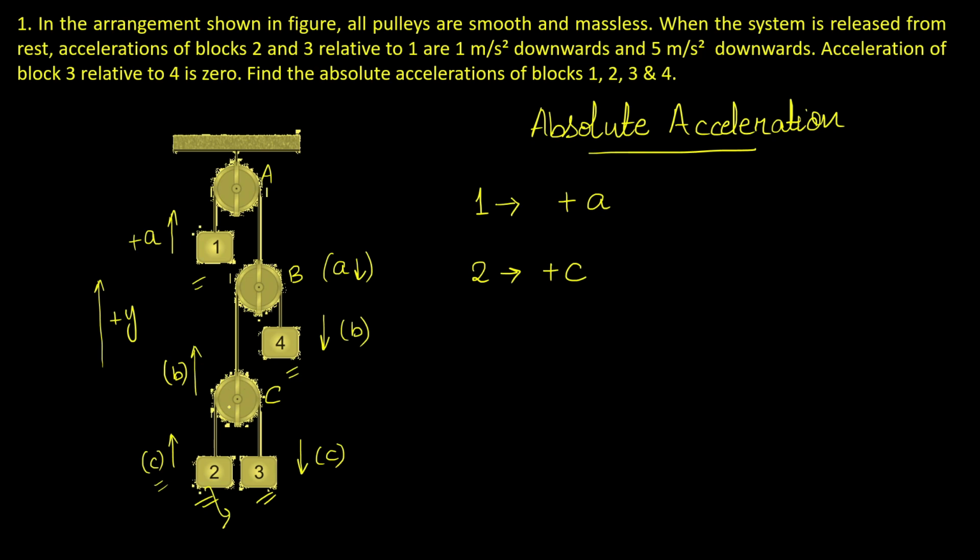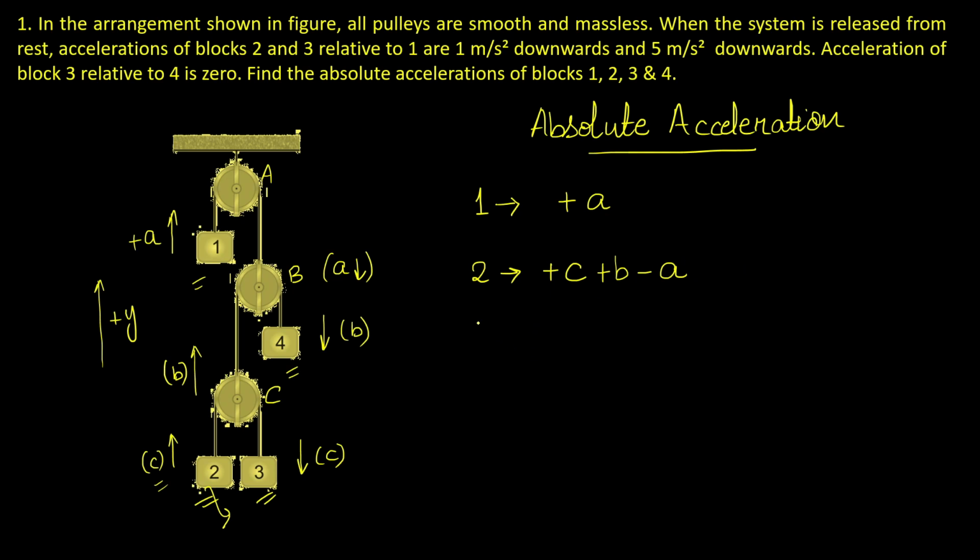then the acceleration of pulley C. Why? Because this acceleration of block 2 was with respect to pulley C, and that is also plus b. And then the pulley C acceleration was with respect to pulley B, and pulley B acceleration is in the downward direction, and that is a, so that will be minus a. Now pulley B acceleration was with respect to ground, so this is the absolute acceleration of block 2.